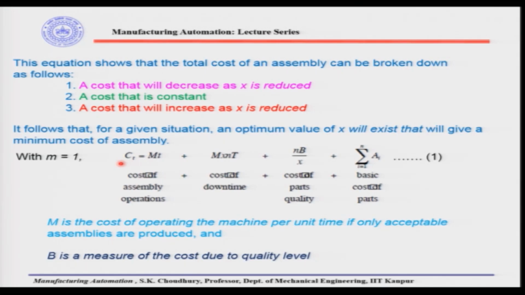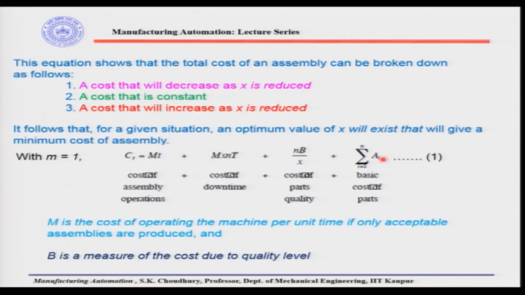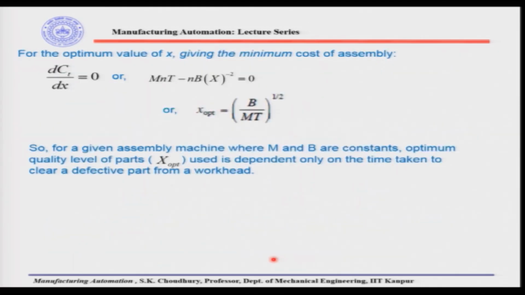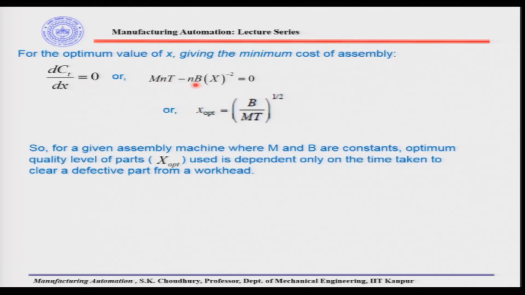So, therefore, there must be an optimum value of this C_T, and therefore an optimum value of x. So, we will find out that for M equal to 1, this equation boils down to this, and M here, capital M, I will remind you, is the cost of operating the machine, B is the measure of the cost due to quality level. So, for the optimum value of x, we will take the first derivative equal to 0. If we take the first derivative of this equation, you will find that this will be M n T minus n B x to the power minus 2, which will be equal to 0. So, x optimum will be B by M T to the power half, so root over B by M T.